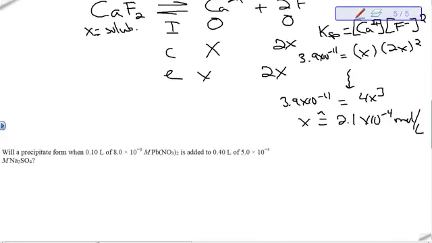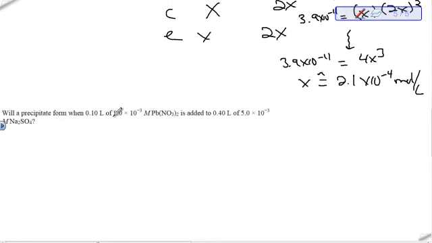Now in the last example here, it says, will a precipitate form when 0.1 liters of 8.0 times 10 to the negative 3rd molar lead nitrate is added to 0.40 liters of 5.0 times 10 to the negative 3rd molar sodium sulfate? Well, the key thing to understand here is, first of all, we have to recognize what compound might be formed, the precipitate, if you will. So in this case, I think it's fairly obvious, skip a few steps, that we're going to have lead 2 sulfate. So this is the likely precipitate.